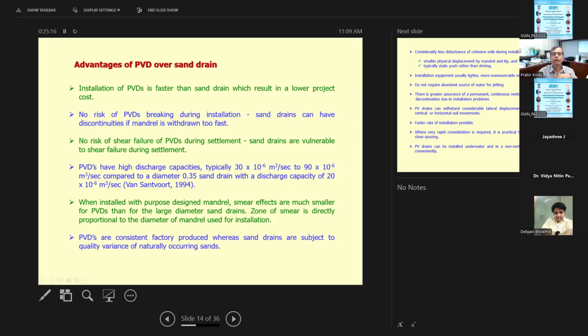So when installed with PVD, using design mandrels, the smear effect is much smaller for PVD, and also because the sand drain is a mixture of sand and clay, right? So the smear zone is much higher compared to here, because here you just push it into the soft soil. PVD are consistent factory products, obviously factory made, whereas the sand drain is subject to the quality variance of the naturally occurring sand.